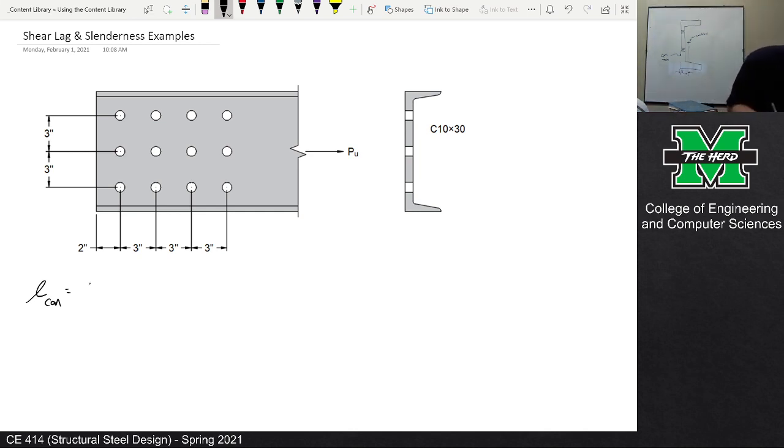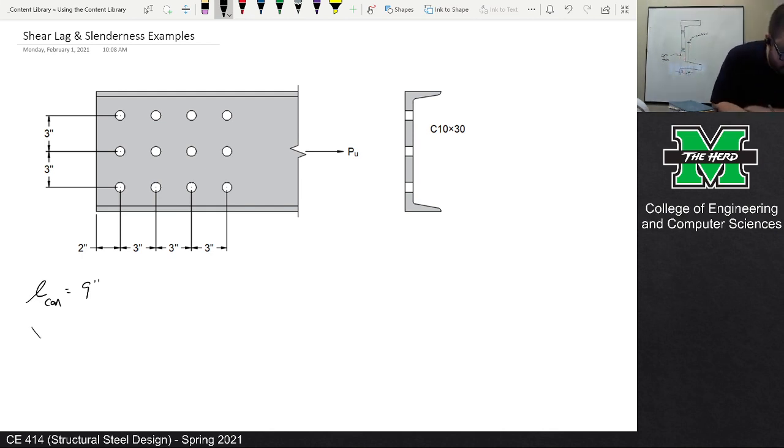9. It is 9 inches. The point I want to make is that it is not 11 inches. It's very tempting to include that 2 inches, but the connection length is just out to out from exterior center lines of bolts. So we're using the length of the connection as 9 inches.